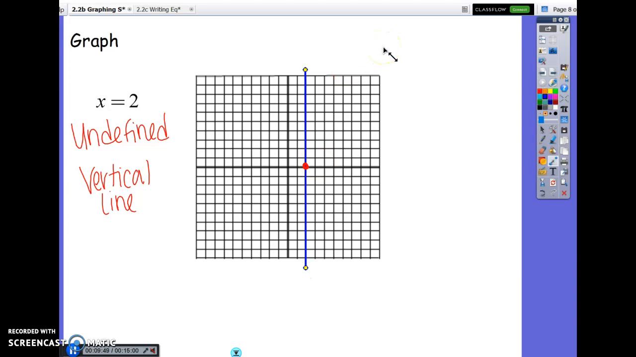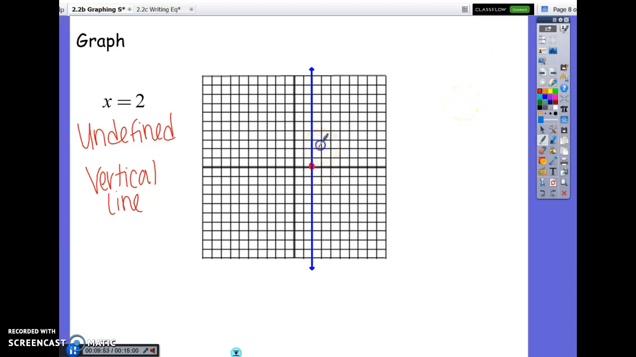Again, if we look at a couple of points on this line, we have 2, 0, we have 2, 3, we have 2, negative 3. That x value is staying constant.